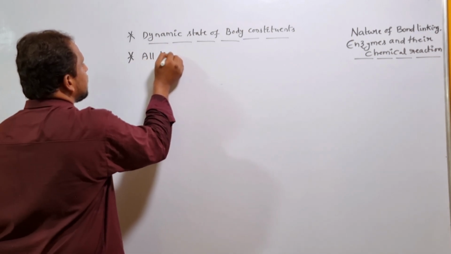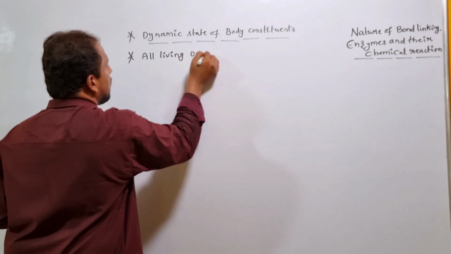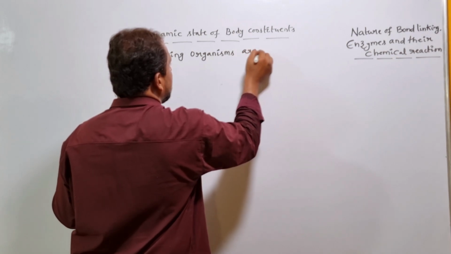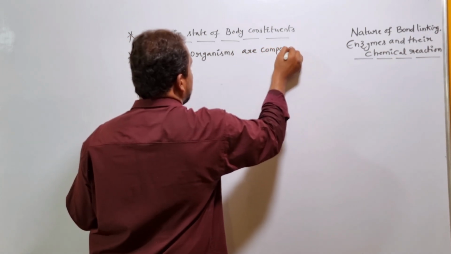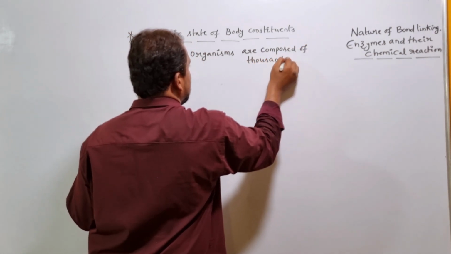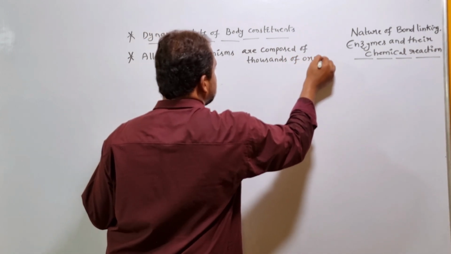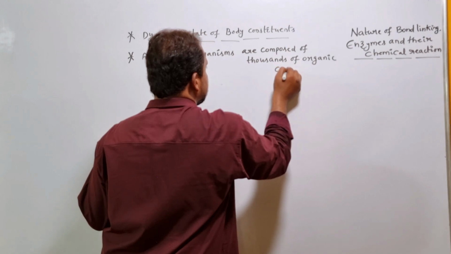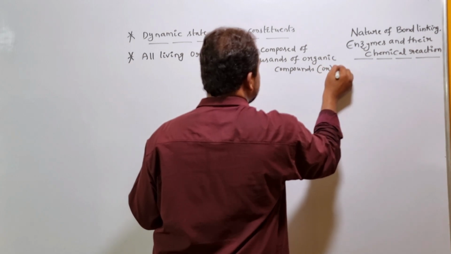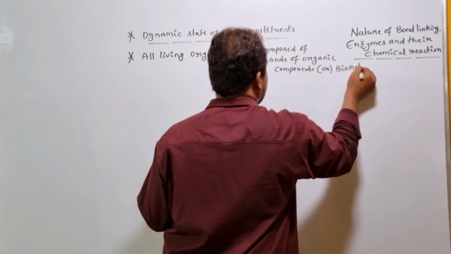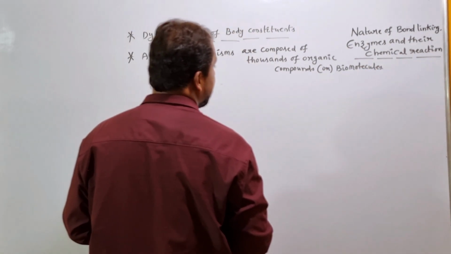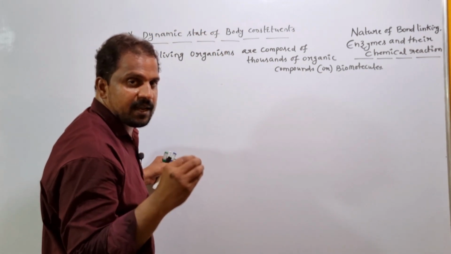All living organisms are composed of thousands of organic compounds or biomolecules. These specific organic compounds or biomolecules are expressed in terms of molecules per cell or molecules per liter.